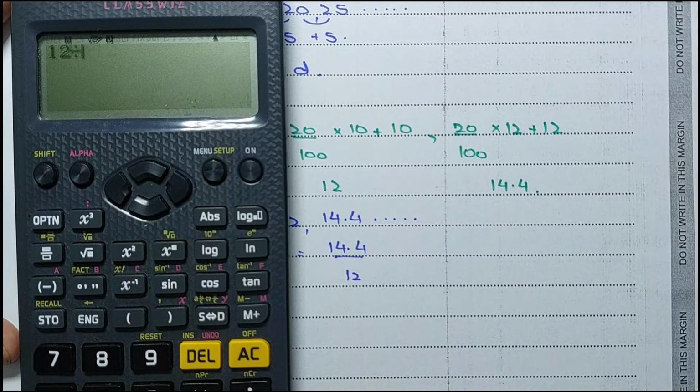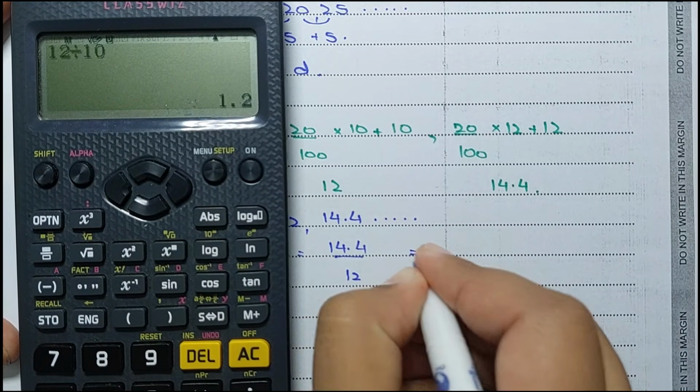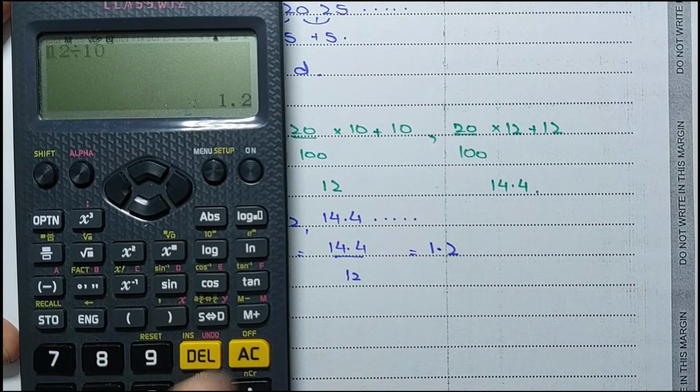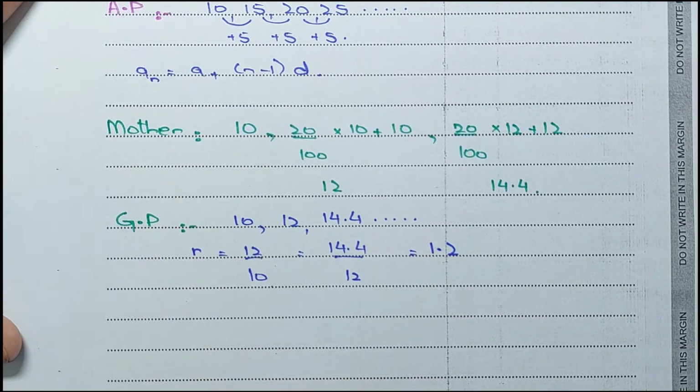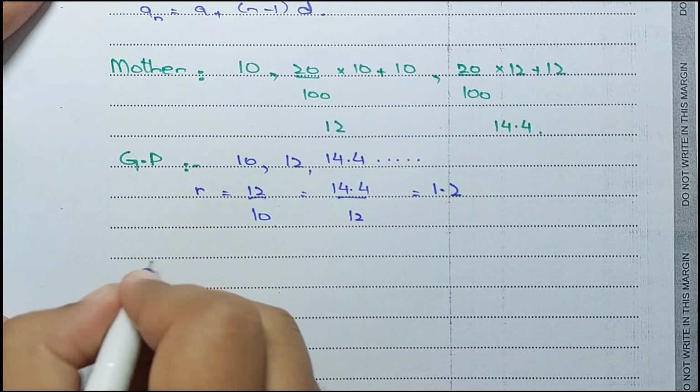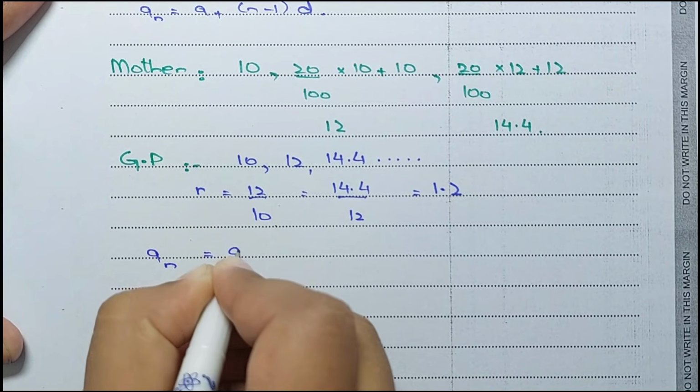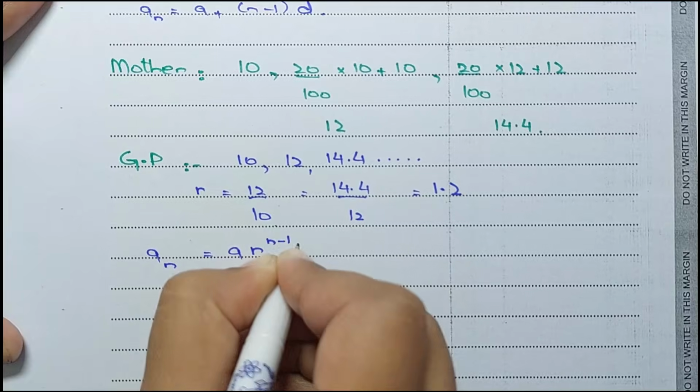So what is 12 divided by 10? It's 1.2. And what is 14.4 over 12? It's again 1.2. Yes, it is a geometric progression. The nth term formula for geometric progression is a r to the power n minus 1.